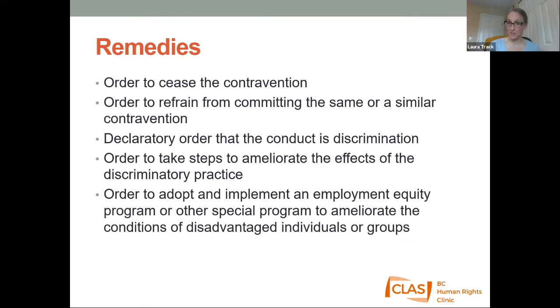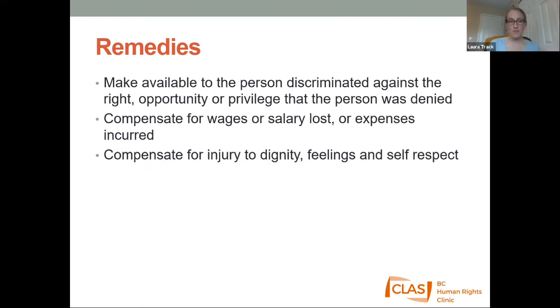They can make a declaration that what happened was discriminatory. They can order the respondent to do things to try to avoid the discrimination happening again in the future, like get some training, education, develop a policy, those kinds of things. They can also order the respondent to compensate you for a variety of different things, including lost wages, other expenses that you incurred as a result of the discrimination.